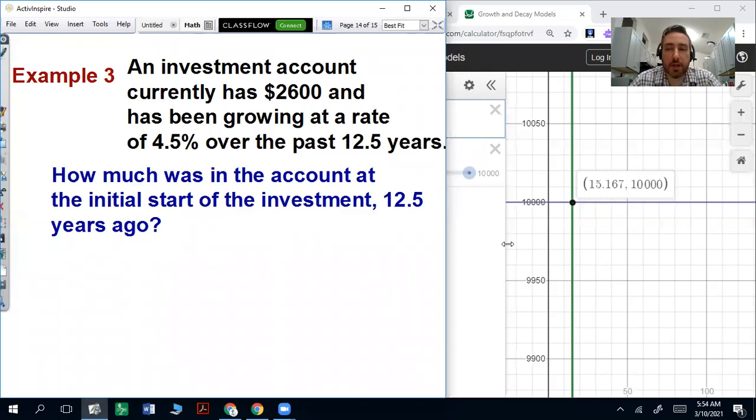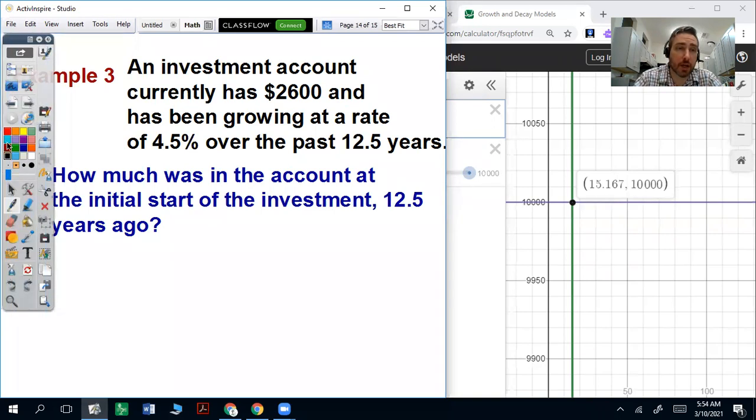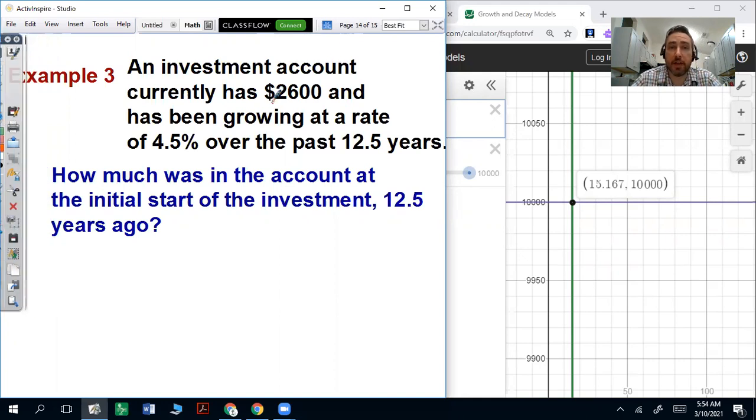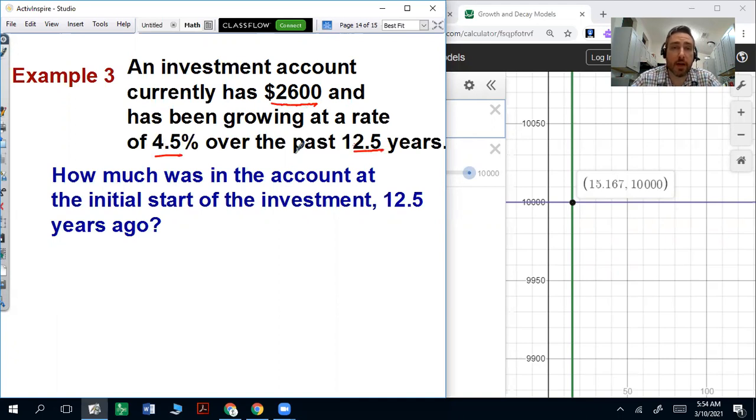Our last example is trying to solve for a starting value, and we'll talk about what that means. So an investment account currently has $2,600 and has been growing at a rate of 4.5% over the past 12.5 years. So we have our rate. I'm going to go ahead and write that down. Our rate as a decimal is 0.045. Our time increment is t, 12.5.